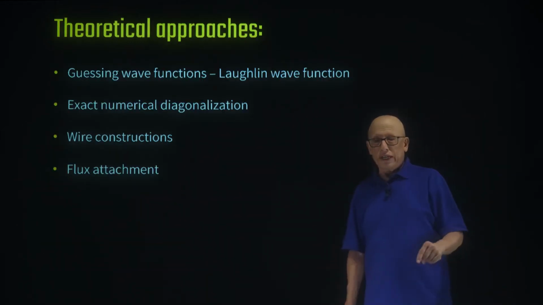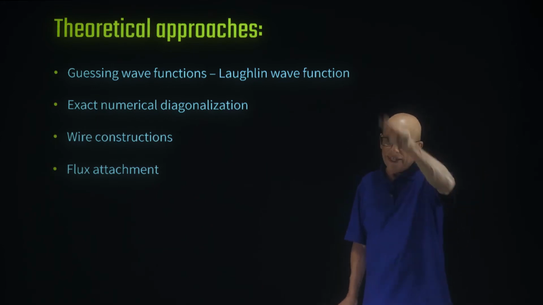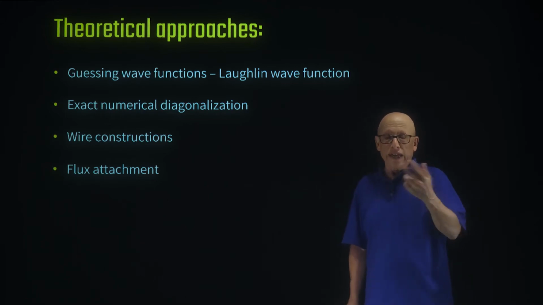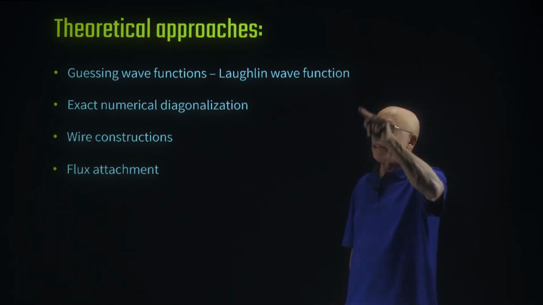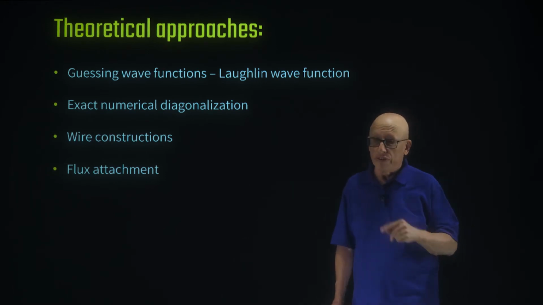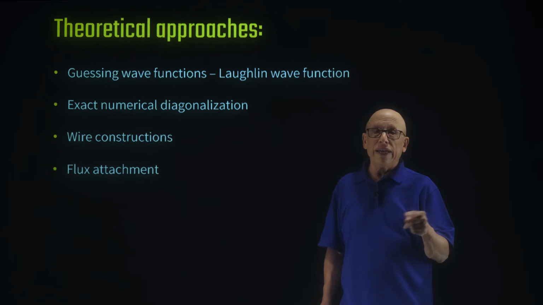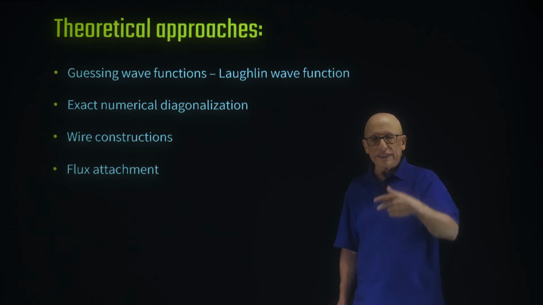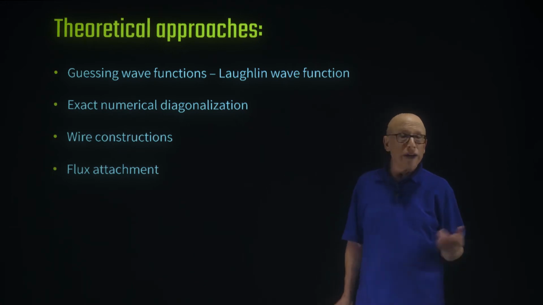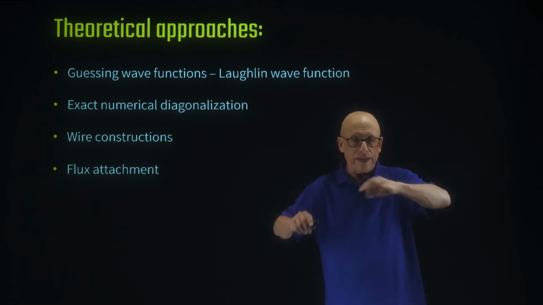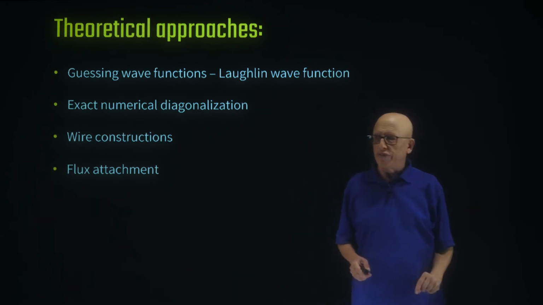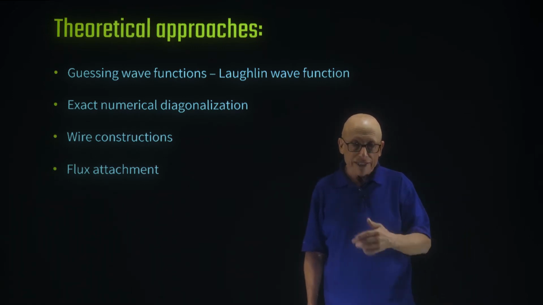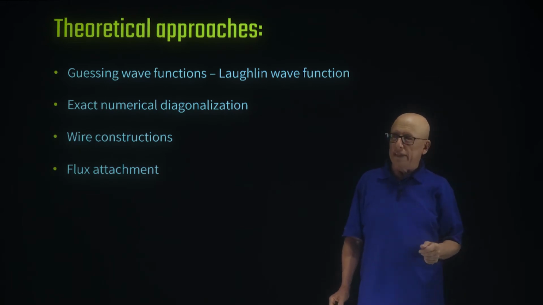We're going to talk about 4 types of approaches, 2 today in this video, a third one in a different video, and a fourth one in a set of videos, because we'll get into details. So today we'll talk about the idea of guessing a wave function, or having a trial wave function, and the technique of using numerical work. In the next segment, we'll talk about wire constructions, where we think about the plane as being made of a series of lines, and we'll talk about the idea of flux attachment, and we'll do that getting into some details.